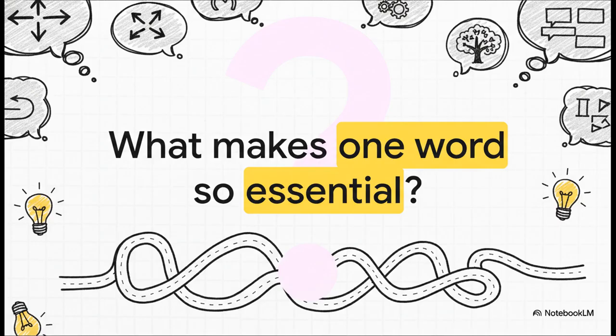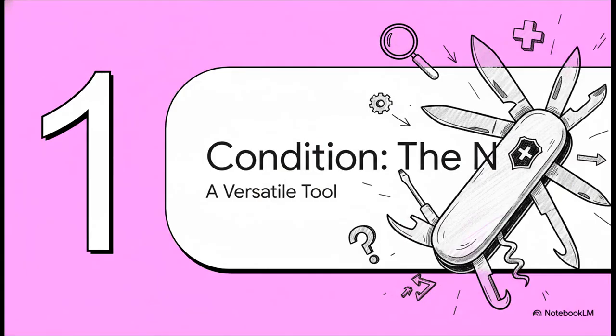Well, today we're going to unpack all the different jobs that condition does to figure out why it's one of the most versatile and crucial words you can possibly know. First up, let's look at condition when it's a noun. And I really want you to think of it like a Swiss Army knife. You know, that one single tool that has a bunch of different, incredibly useful functions packed inside.